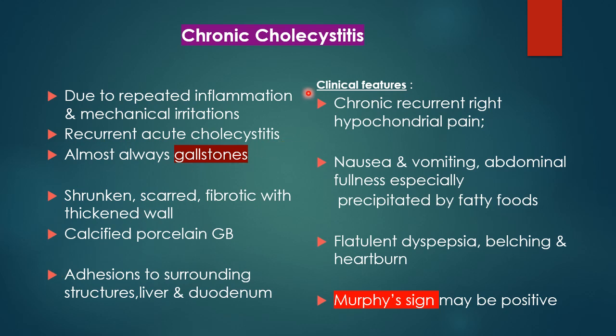The clinical features of chronic cholecystitis include chronic recurrent right hypochondrial pain, nausea and vomiting, abdominal fullness, especially precipitated by fatty food, chronic flatulence, dyspepsia, belching, and heartburn. And in these patients, the Murphy sign may be positive, depending on the nature of the gallbladder.